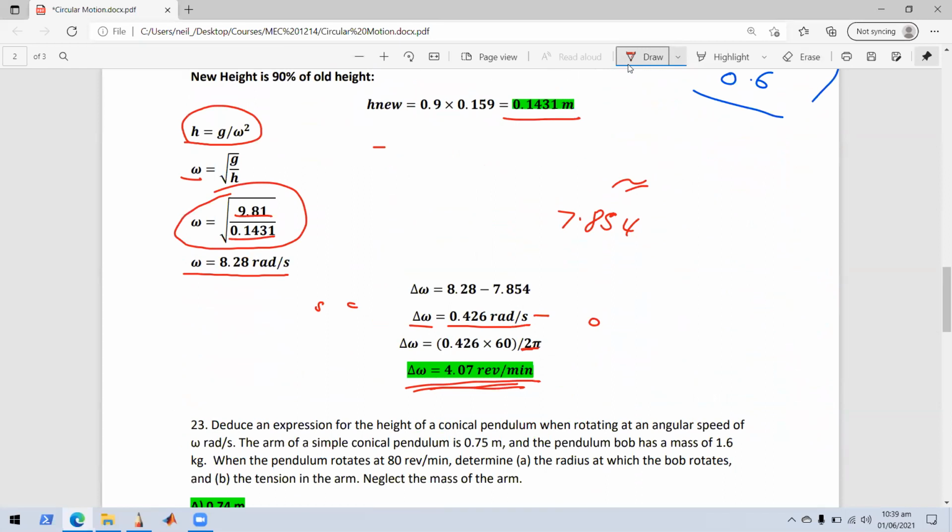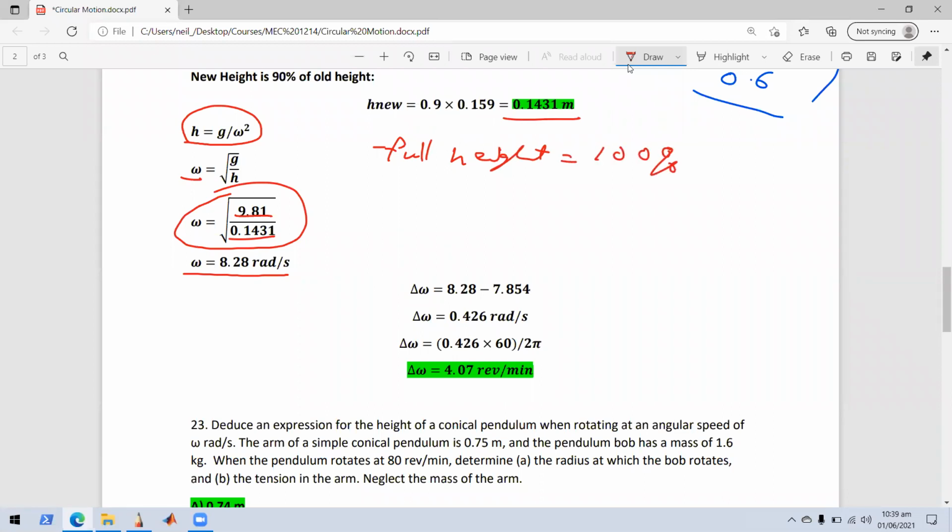So to reduce the height by 10% means that it has to drop to 90%. So let's say this is height, full height. Let's just write it as full height. It is supposed to be 100%, right? Now, if you want to reduce this height by 10%, we're going to have to take away 10% of the height, right? So we're going to be left with 90% of the height.